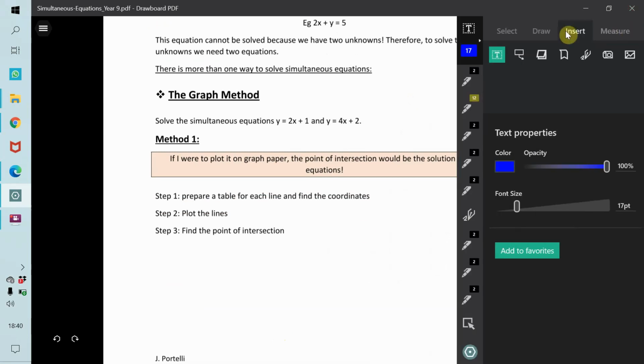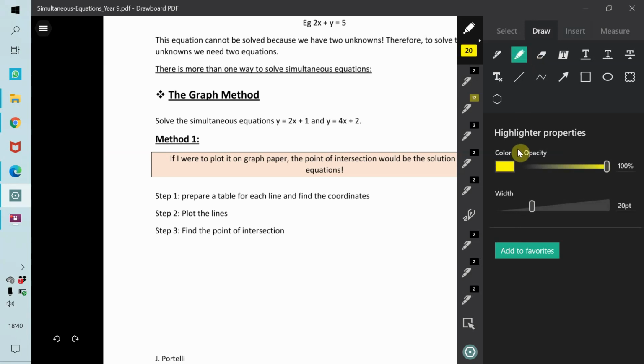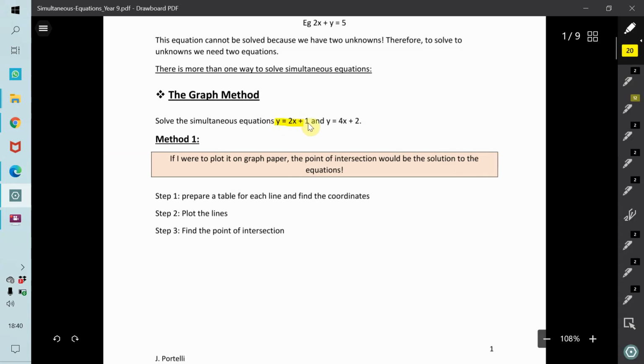So let's start, girls. We have two equations and we have to find the value of letter y and x. We have to work them out at the same time. As the name suggests, with the graph method we have to draw the graphs of both equations. So we need to create a table for both of them.